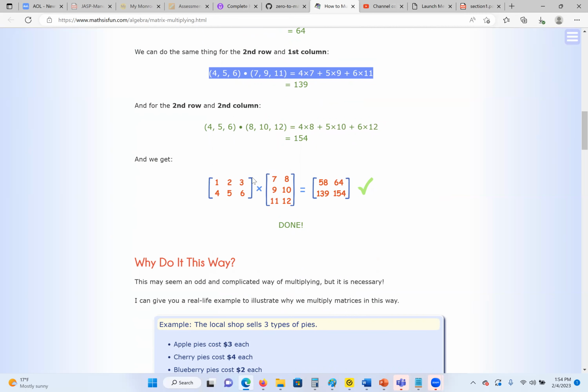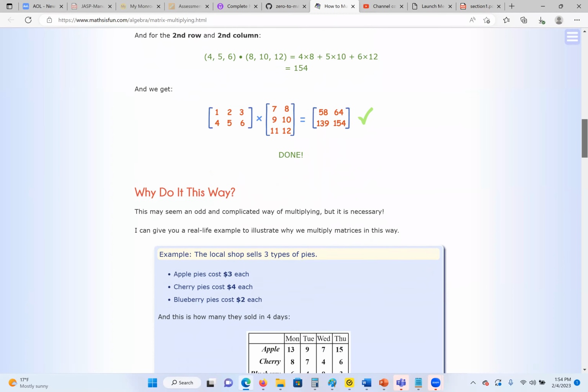And the last one will be, again, the first matrix, second row, the second matrix, second column. So the answer will be here. And that's what we have, 4, 5, 6. Then 8, 10, 12 is here. So we multiply 4 times 8, 5 times 10, 6 times 12. The answer we get will be 154, and that goes here. And that will be our final solution.